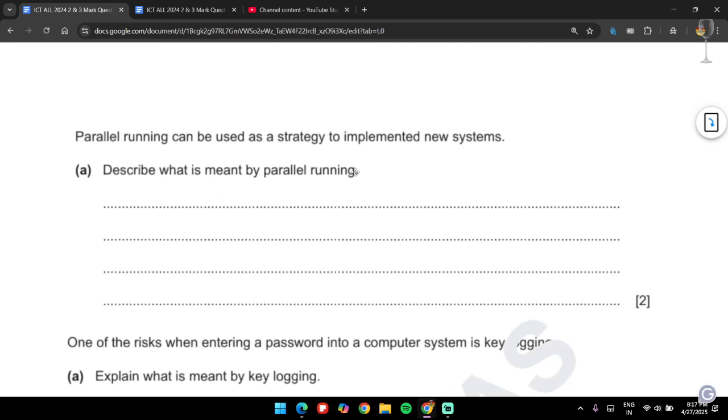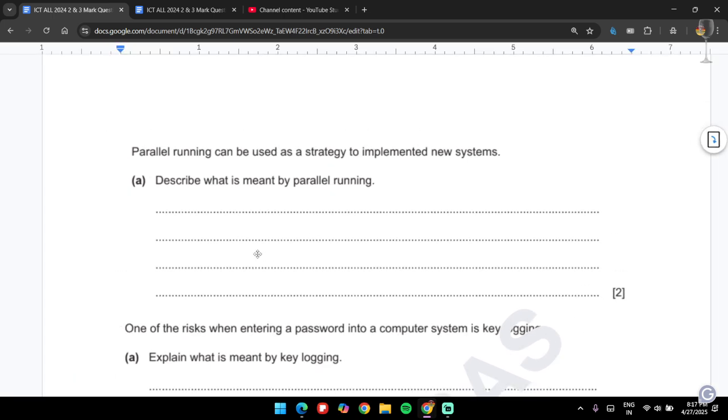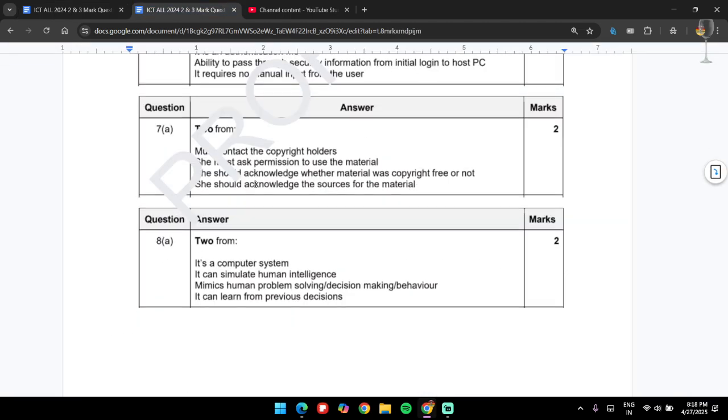Describe what is meant by parallel running. Basically, this is a type of system implementation when both the old system and the new system are running simultaneously. Since it's described, I can add some little extra information to ensure I get the 2 marks. This is more time consuming as data needs to be entered in two systems, and expensive as two sets of staff need to be paid. So I'll just add that to be safe.